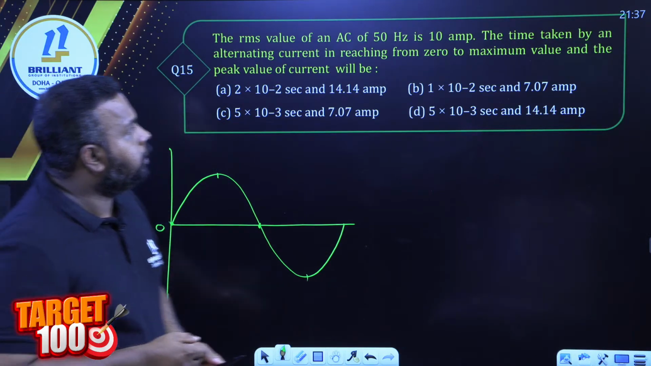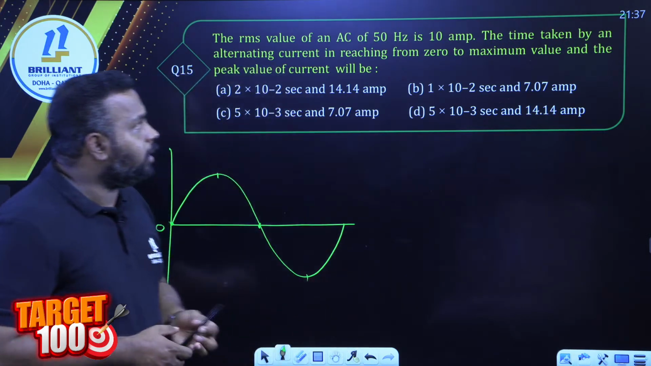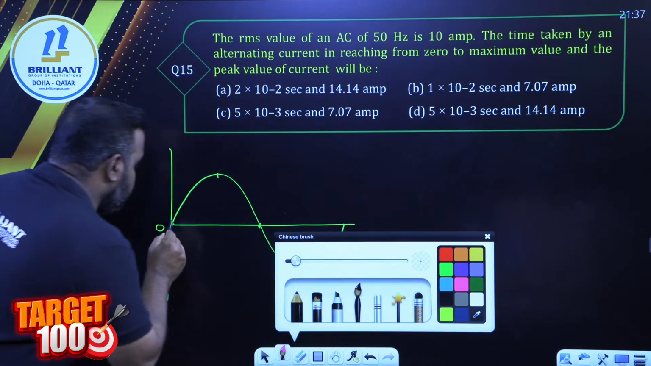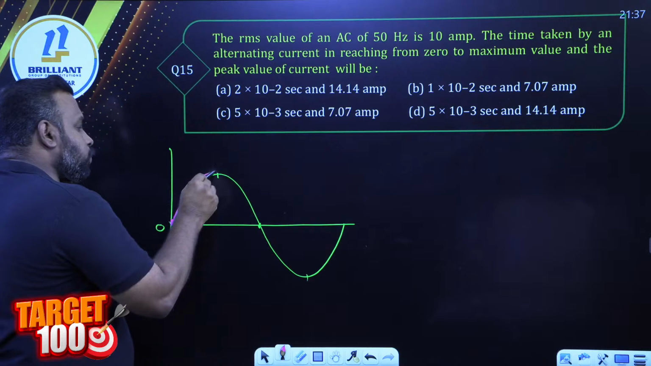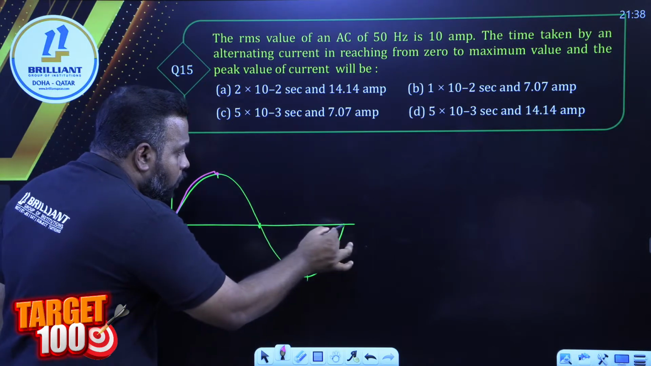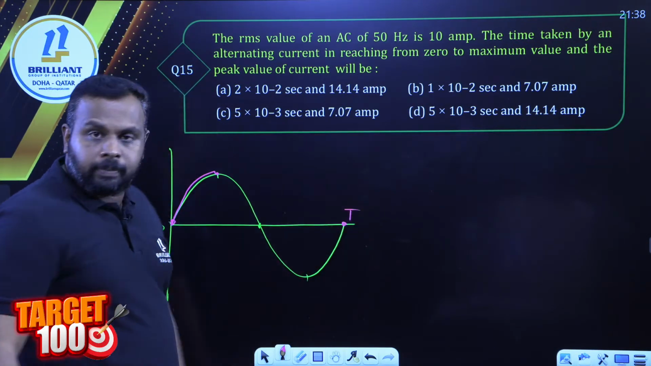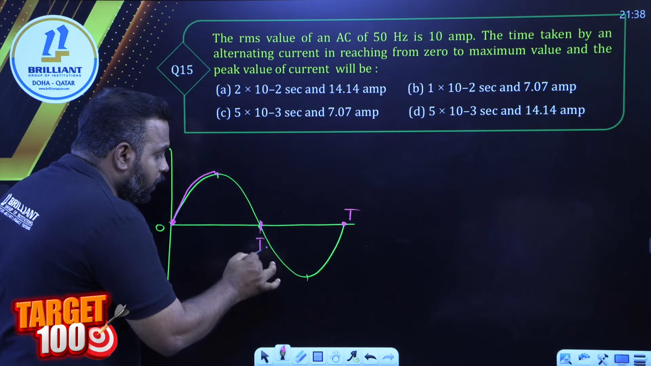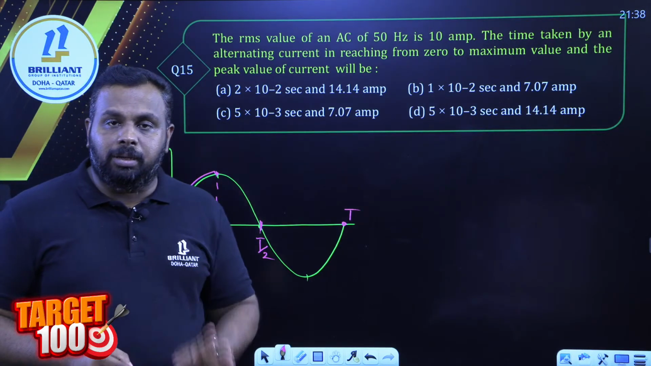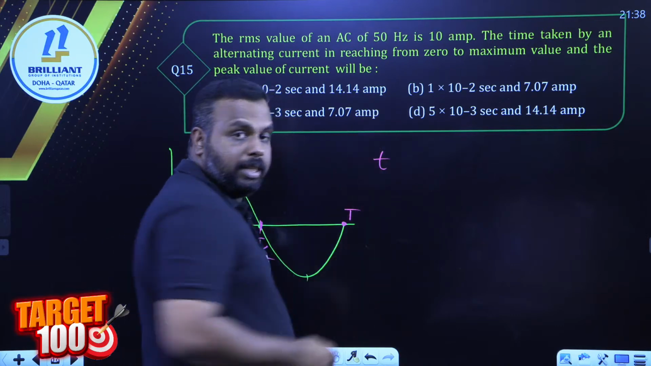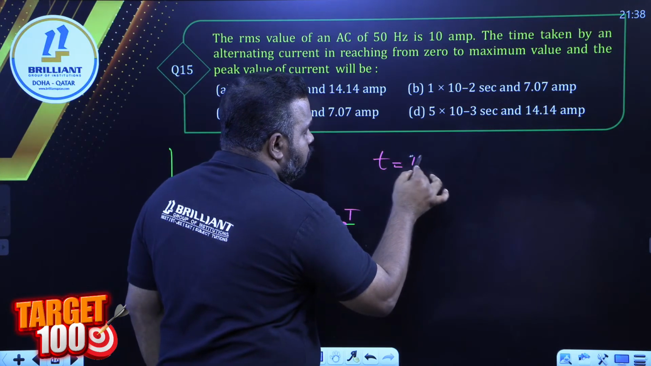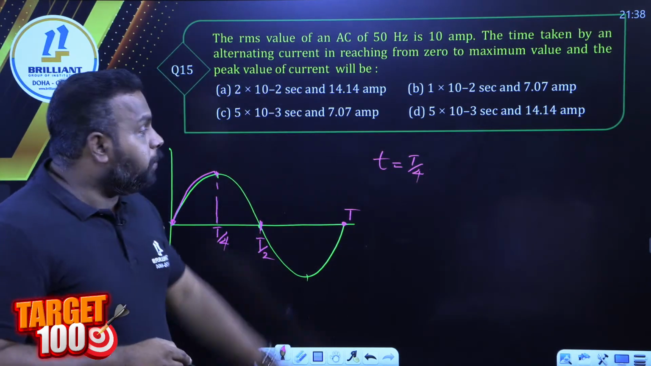Now what is the question here? The time taken by an alternating current in reaching from 0 to maximum value. That means if we start from here, from 0 to maximum, what is the time taken? There is a simple technique. You know that the total time is called the time period T. So half at this point will be T by 2, and at this point it will be T by 4. So the time taken, small t, by the current to reach its maximum value is T by 4. Clear?